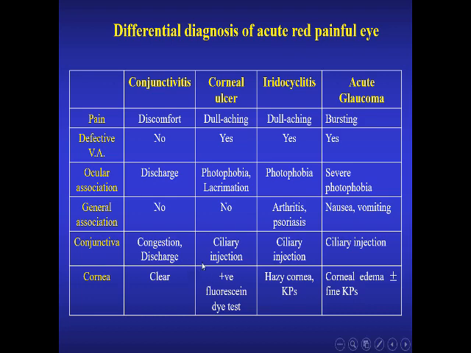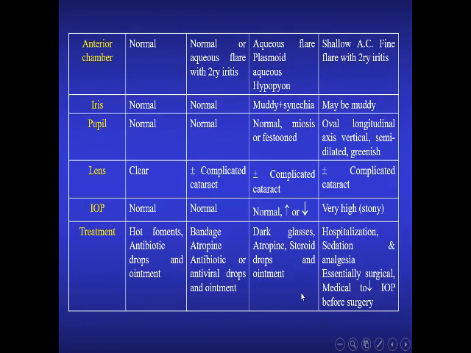In corneal ulcer, you have a positive fluorescein dye test, while there are KPs in acute iridocyclitis and corneal edema in acute congestive glaucoma. The anterior chamber is usually normal in cases of conjunctivitis, but in acute iridocyclitis there is aqueous flare, plasmoid aqueous, hypopyon, and in glaucoma there is a shallow anterior chamber. The iris has a characteristic muddy appearance in acute iridocyclitis, and it may also be muddy in acute congestive glaucoma.